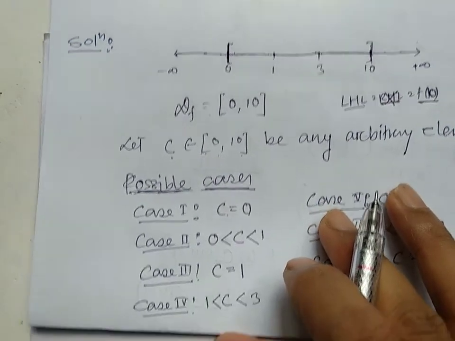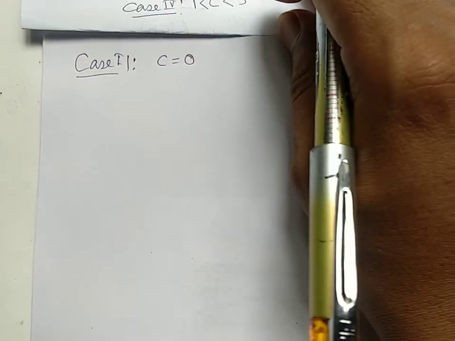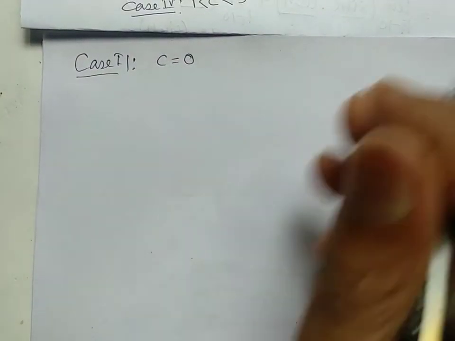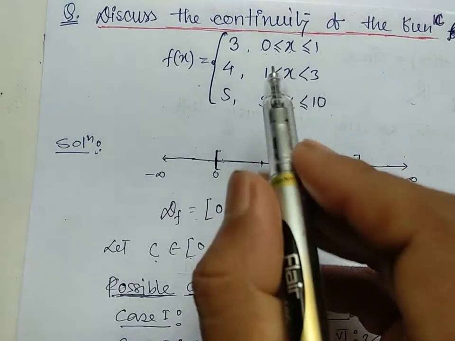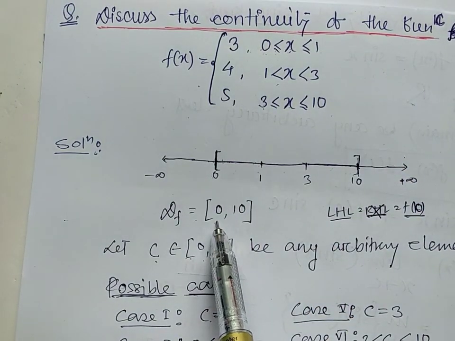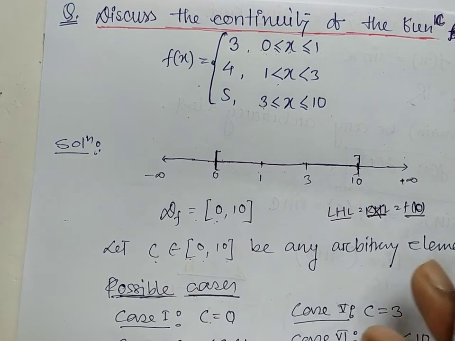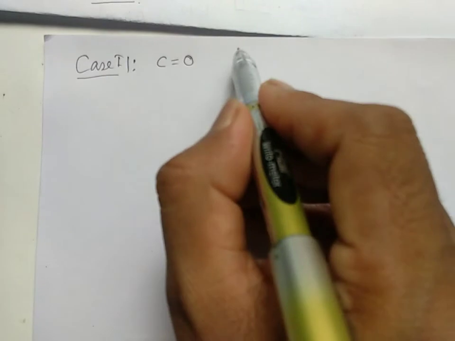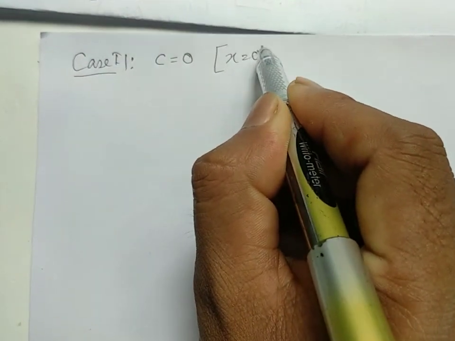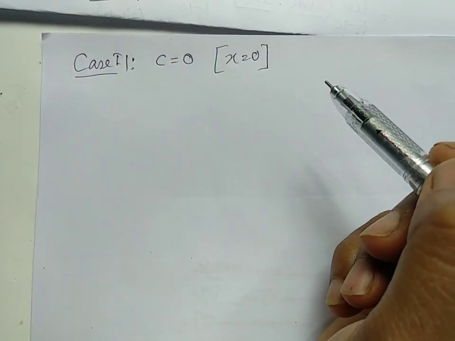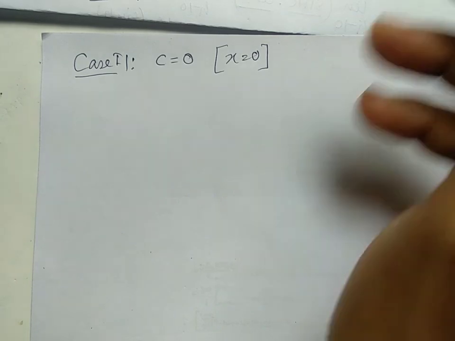So now first of all we will try to check the continuity at c is equal to 0. For c is equal to 0, as c is an element of its domain, we know that the domain elements are generally represented by x. c is equal to 0 can also be considered as x is equal to 0. You can easily think c is equal to 0 implies x is equal to 0.